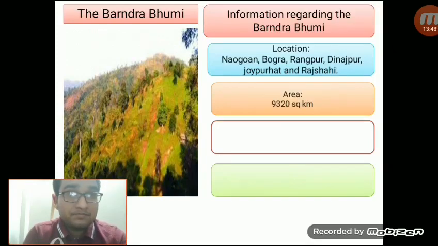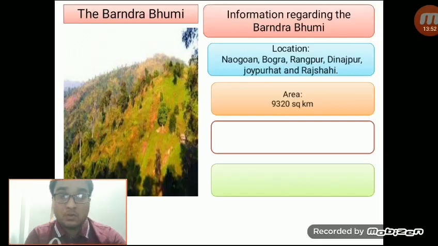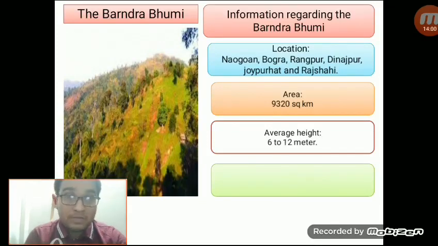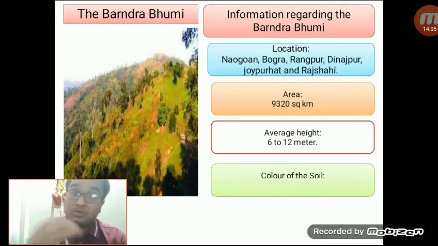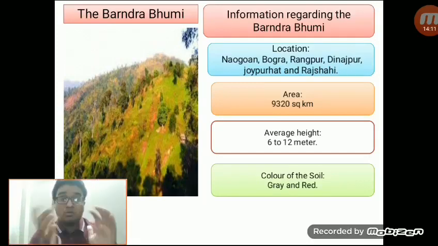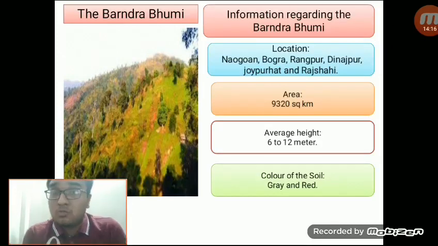Next, area. The area of Barendra is 9,320 square kilometers. Next, average height. The average height of the hills of the Barendra is 6 to 12 meters. Then color of the soil. The color of the soil of the hills of this area is gray and red. So that's all about the Barendra. When you write about Barendra, you will use this status and information.